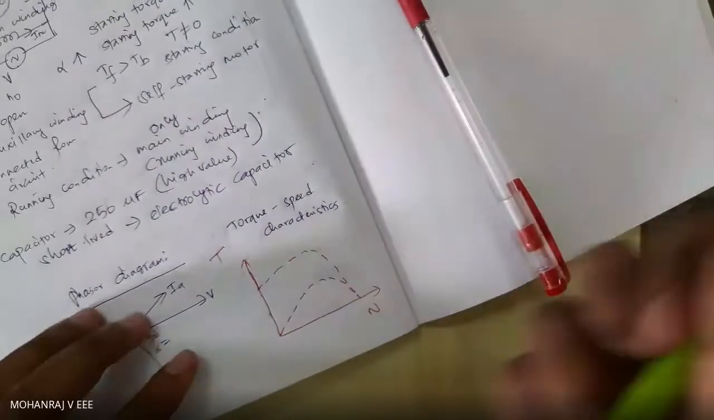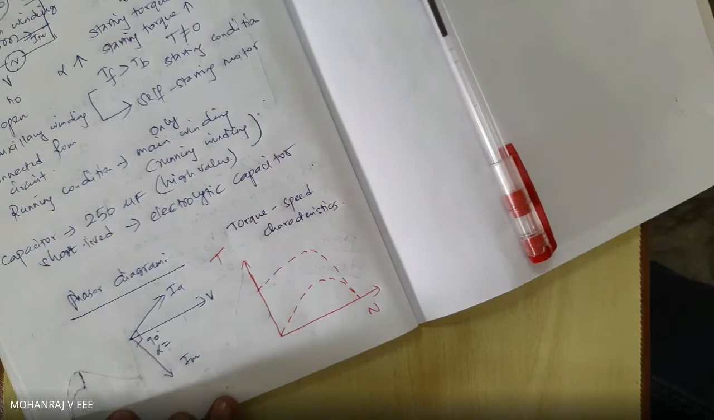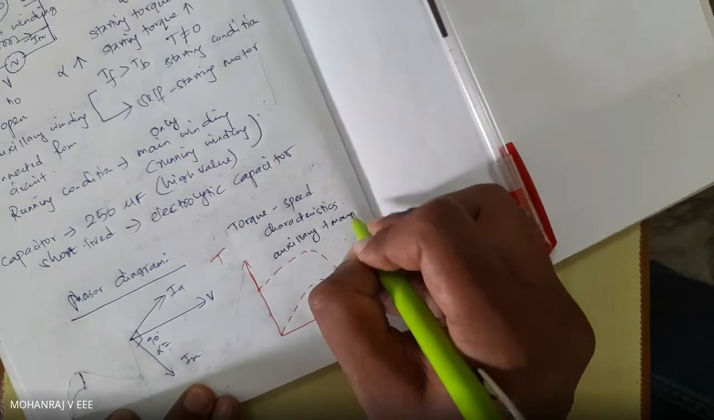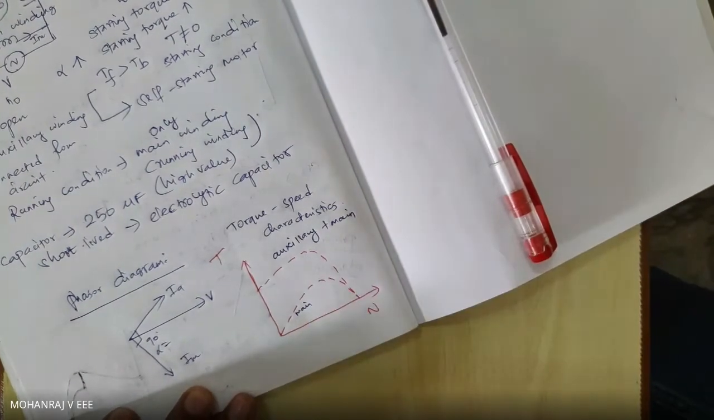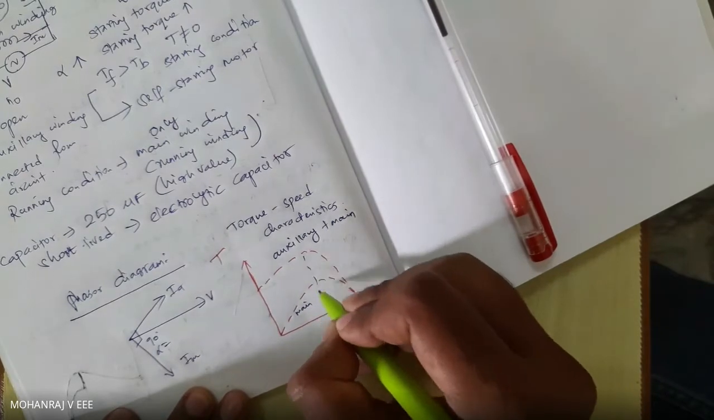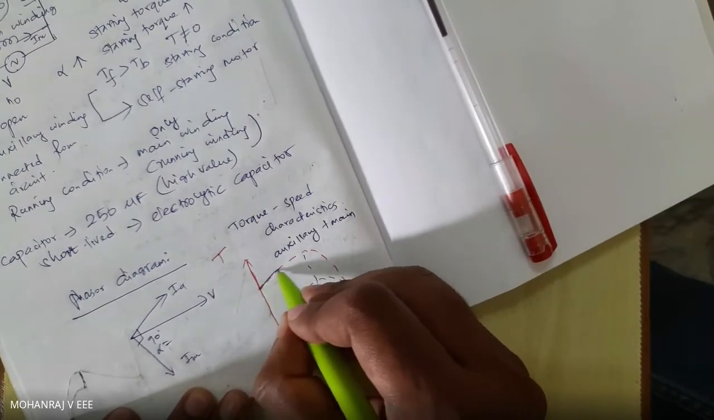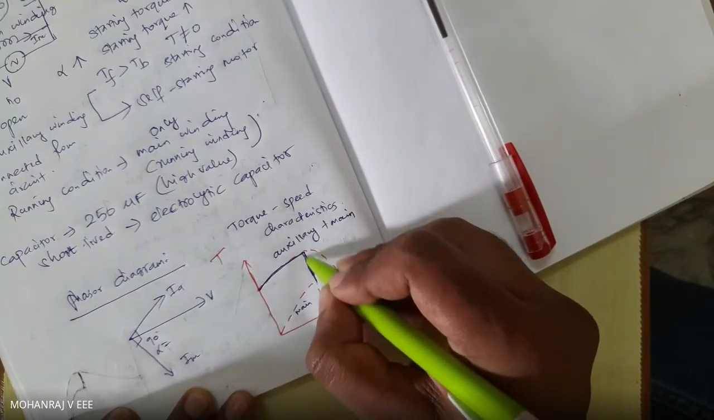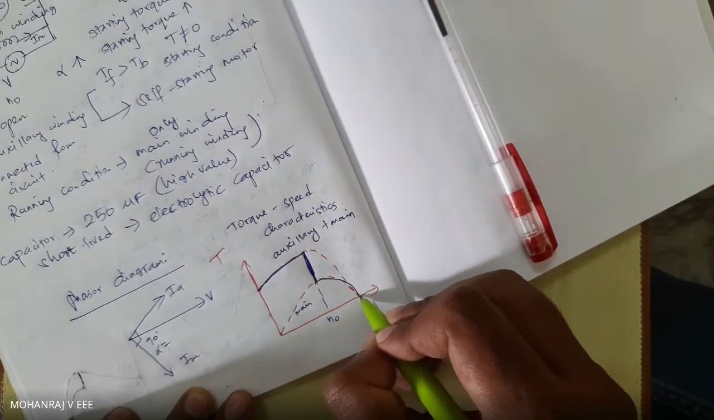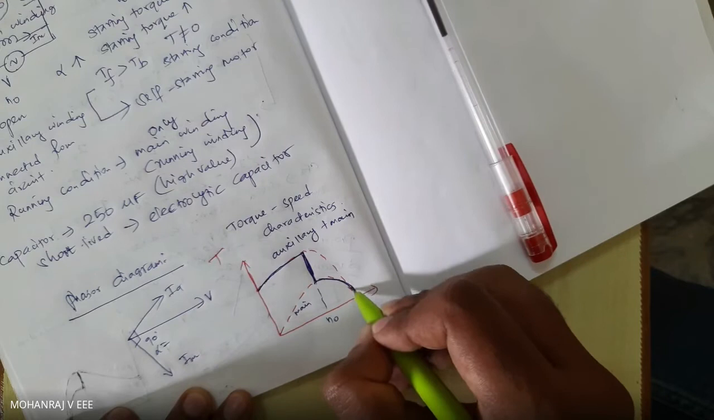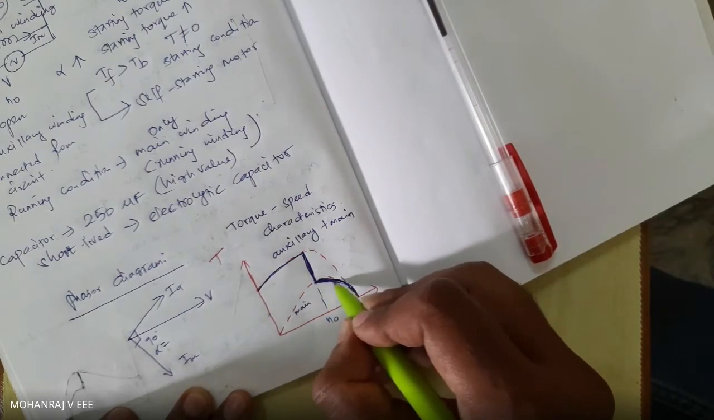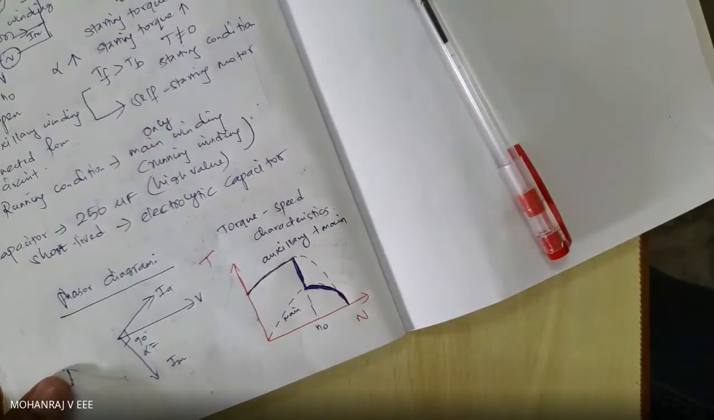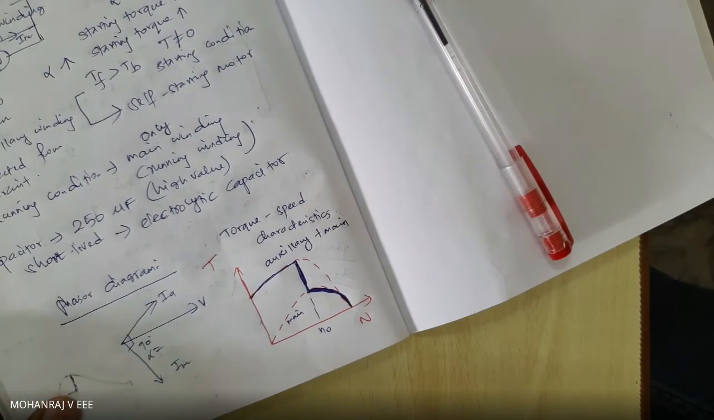But what is the actual motor torque for this motor? With the main winding alone, at N0 speed, my auxiliary winding is disconnected. So this line drawn in blue will be my actual torque speed characteristics of the capacitor start split phase motor.